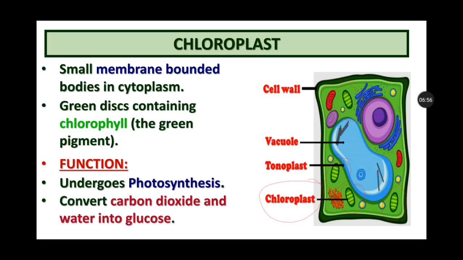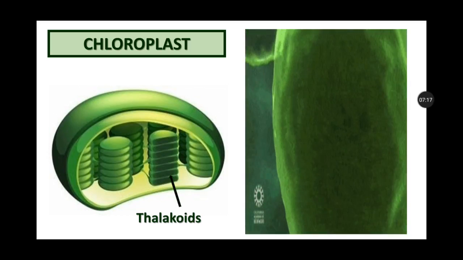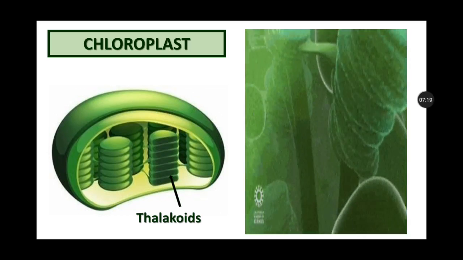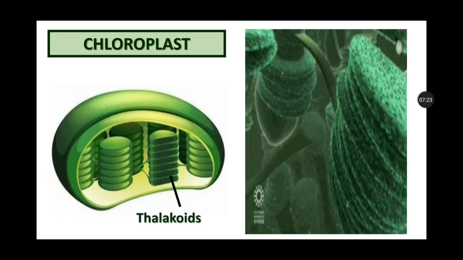Photosynthesis is a process in which plants convert carbon dioxide and water into glucose in the presence of sunlight. So this process is involved in making their own food. Glucose is made by the chloroplast. This is the internal structure of the chloroplast. They have small coin-like structures which are stuck together. These are thylakoids.